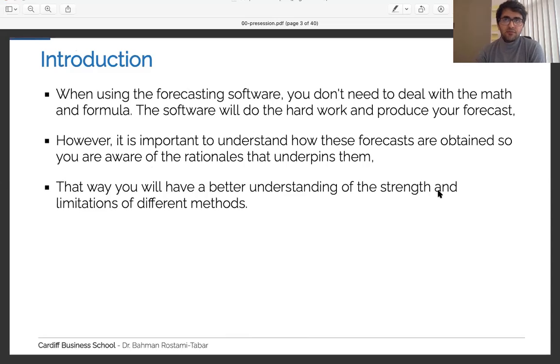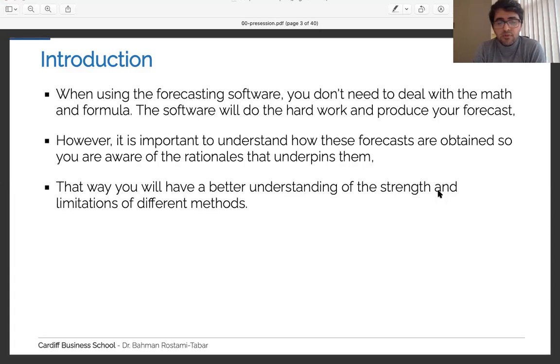Well, if you use any software, it doesn't matter if it's open source software like R or a commercial software, there are many in the market that do forecasting. At some point, you have to produce the forecast, but then you don't really need to deal with the math and formula and do it, for example, manually to be able to generate the forecast. The software will do it for us. However, I think it is important to understand the principles behind the forecast, especially in practice, and how these forecasts are generated and what are the rationales behind the math that generates the forecast.